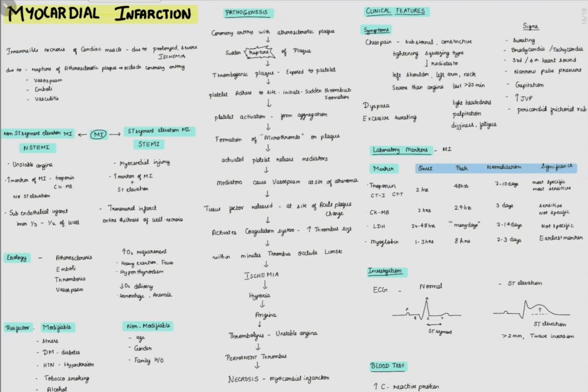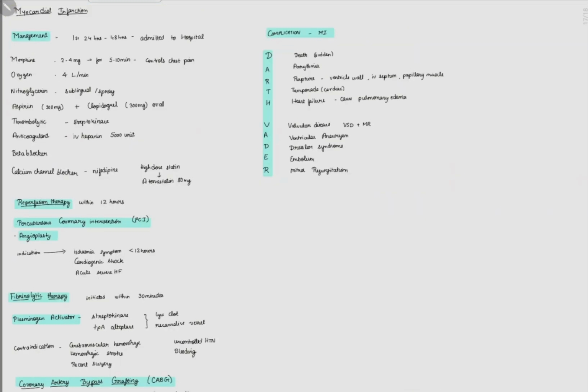And finally, to summarize, we have the definition of myocardial infarction, types: NSTEMI, STEMI, etiology, risk factors, pathology, pathogenesis, clinical features, signs, symptoms, laboratory markers. Laboratory markers are very important. Make sure you have all 4 laboratory markers with times of onset, peak, normalization. Then we have investigation and blood test, and we also have the management, the basic drugs which you need to remember. Then reperfusion therapy, PCI, angioplasty, fibrinolytic therapy, CABG. Then finally complications of MI.